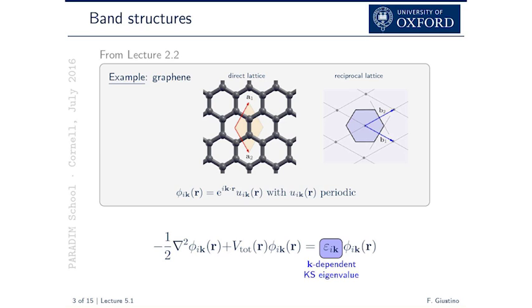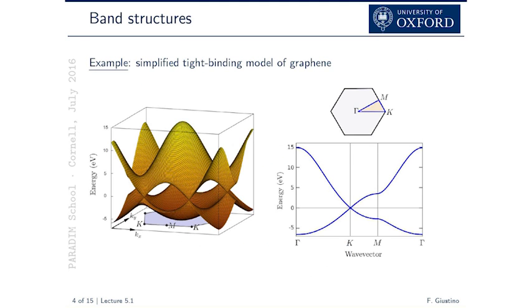So in principle, we have one function in 3D space, but since there are several bands, there is also a band index, so you have several sheets that you need to plot. To give an idea of how this looks in the simple case of graphene, I'm just placing here a plot of a simplified band structure.